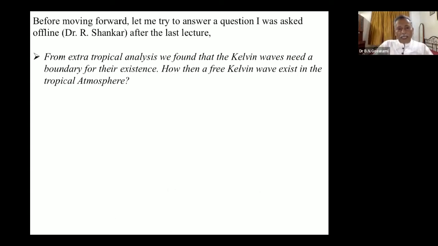Before going further, there was another question that someone asked. Actually, Dr. Shankar asked me after the lecture the other day, that from the extratropics we know that the Kelvin waves need a boundary for existence. Now, how then do free Kelvin waves exist in the tropical atmosphere? So this is an interesting question, and I did not explain it clearly the other day. So I will just make an explanation here before moving forward.